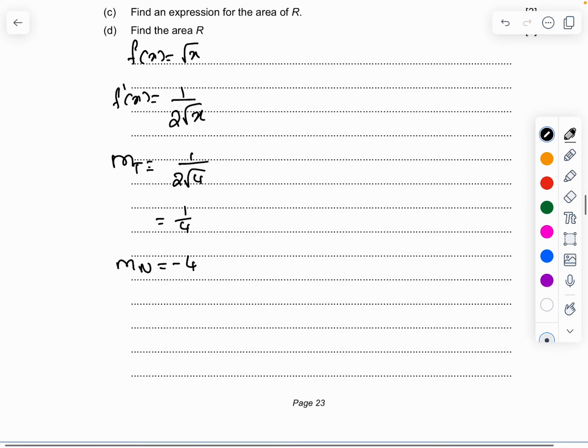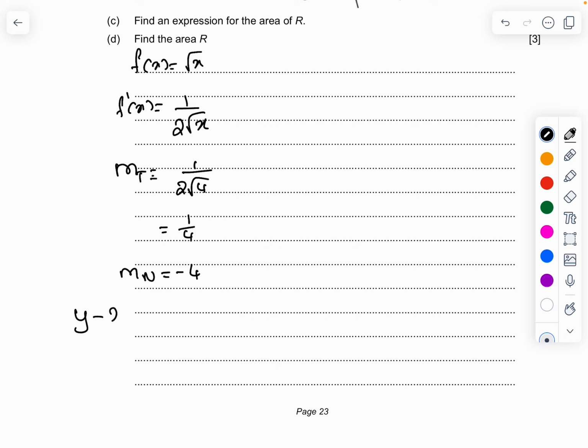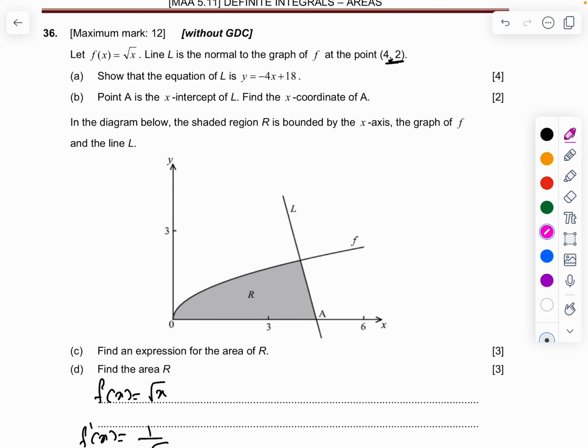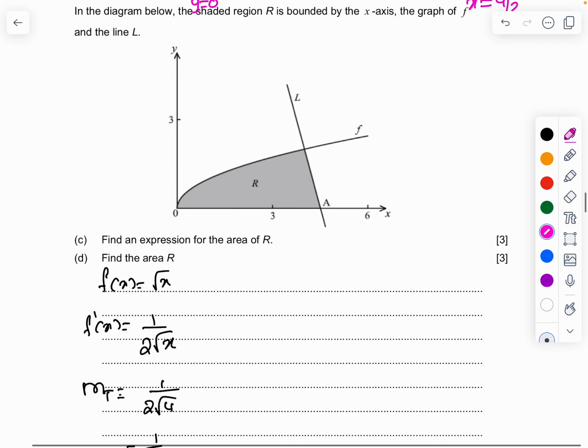So what will be the equation now? y minus y1 equals m times x minus x1. So I'll be getting y equals negative 4x plus 18. That is the equation of the normal. Now the x-intercept. X-intercept means y equals 0. So minus 4x plus 18 should be equal to 0, which gives me the x value as 9 upon 2.